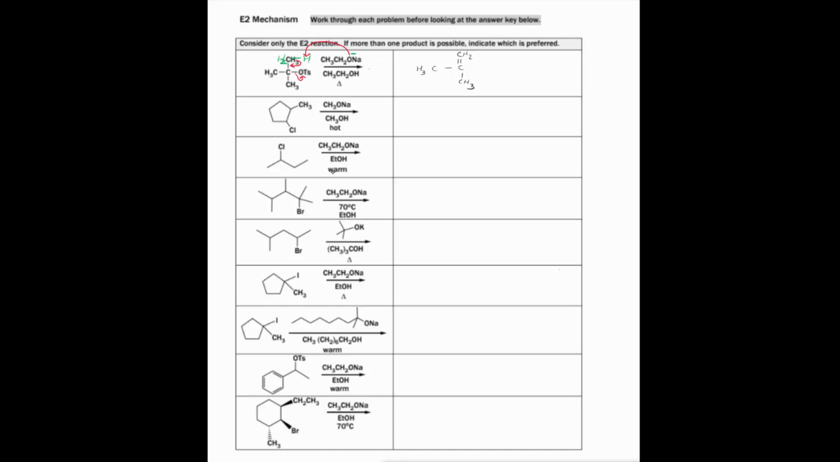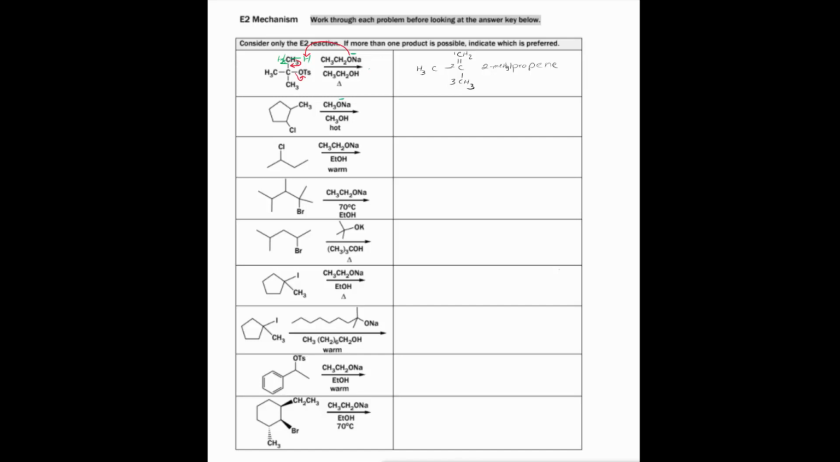Now, I do expect you to be able to name a compound like this. We have to find the longest carbon chain that contains the functional group. So I'm going to number from the top down, 1, 2, 3. So this is propene. And then on carbon 2, I have a methyl group. So this is 2-methylpropene.